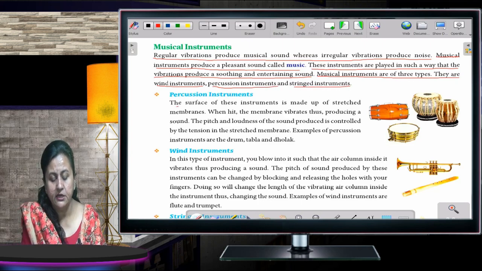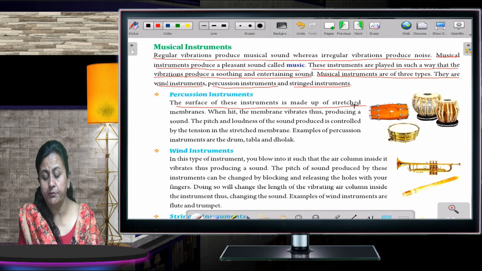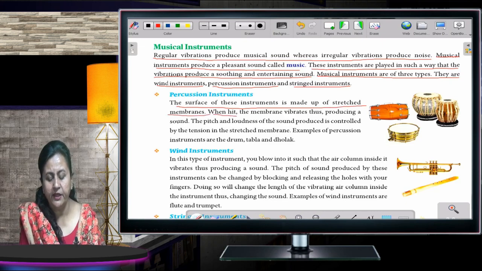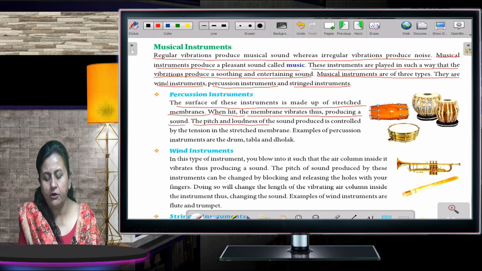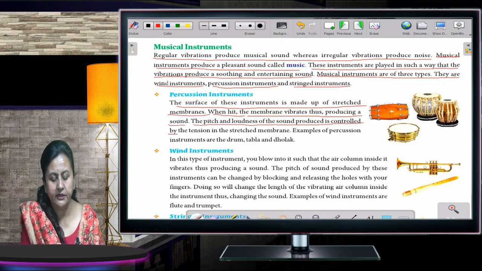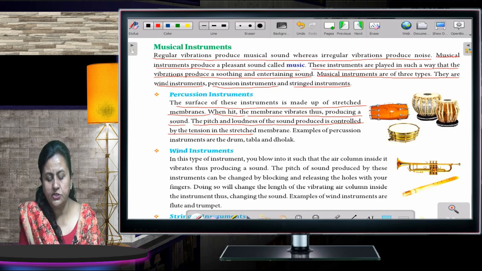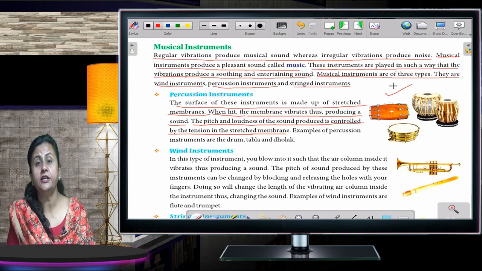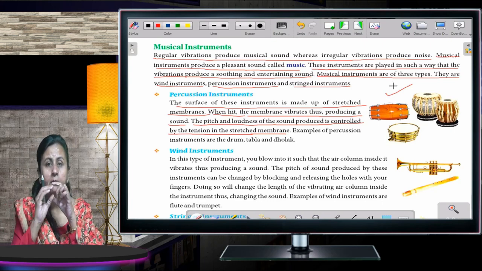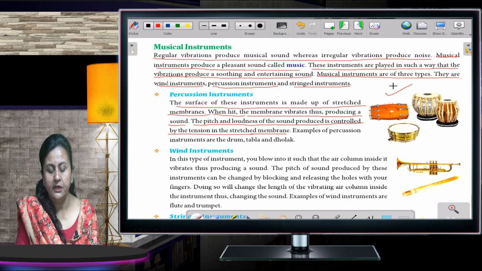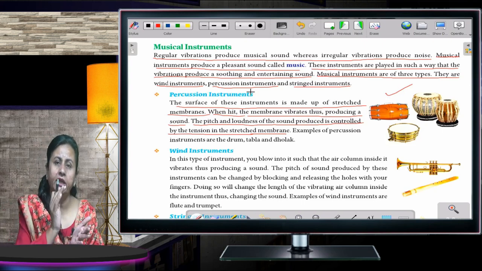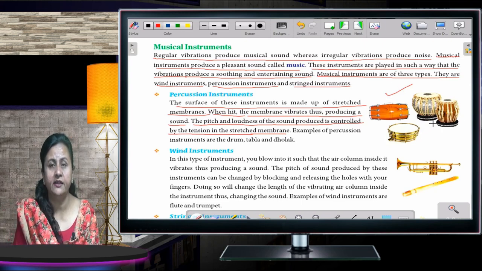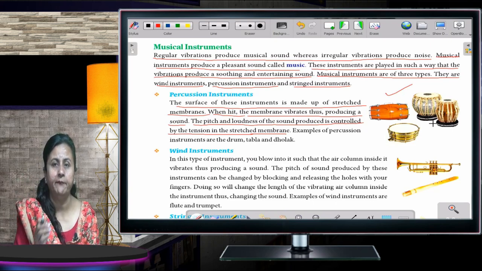Percussion instruments: the surfaces of these instruments are made up of stretched membranes. When hit, the membranes vibrate, thus producing a sound. The pitch and the loudness of the sound produced are controlled by the tension in the stretched membrane. These are all called percussion instruments. Now, wind instruments, which you blow from your mouth, those are known. In percussion you were hitting with your hand, like the tabla. But in wind instruments, what are you doing? You are blowing air.